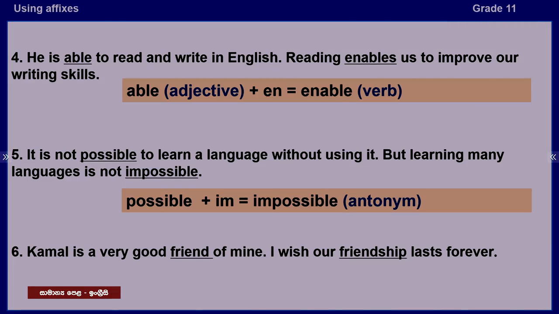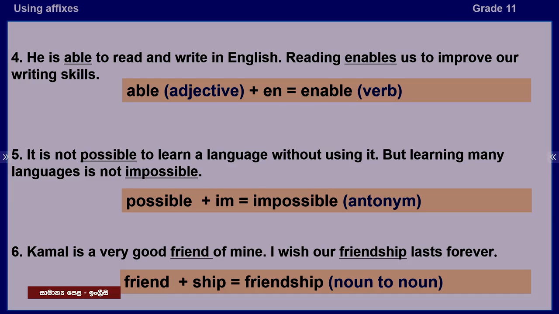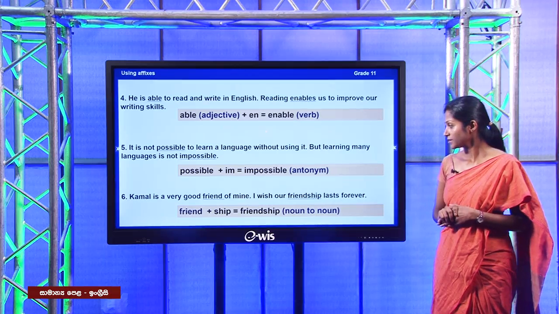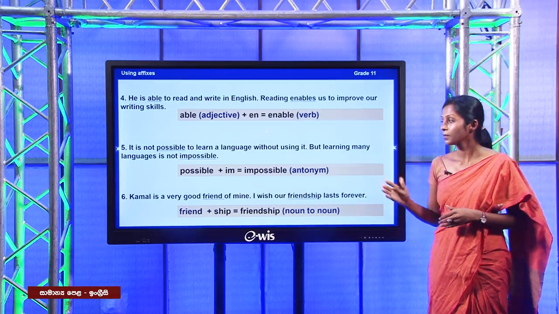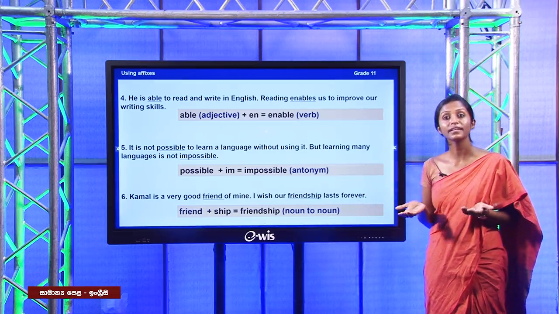And here is our last sentence. Kamal is a very good friend of mine. I wish our friendship lasts forever. Look at the underlined words. Friend and friendship. So what is the change? Did you notice the change? Friend plus ship. Ship is a suffix because we add it to the end of the root word. So it has created the word friendship. But as you can see, both friend and friendship are nouns, but the meanings are different.